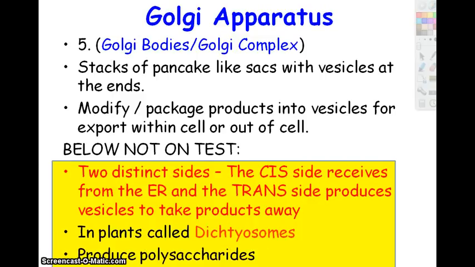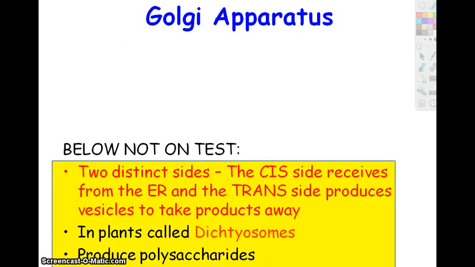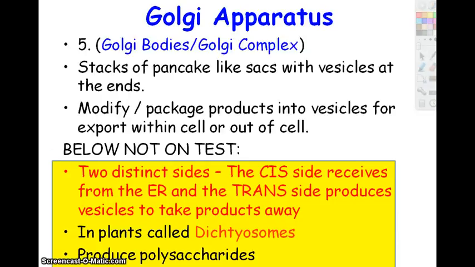And they can make polysaccharides as well. So are they monosaccharides? They can put together monosaccharides into polysaccharides, meaning they can take sugars and then build them into starches. The Golgi apparatus can do that, yes.